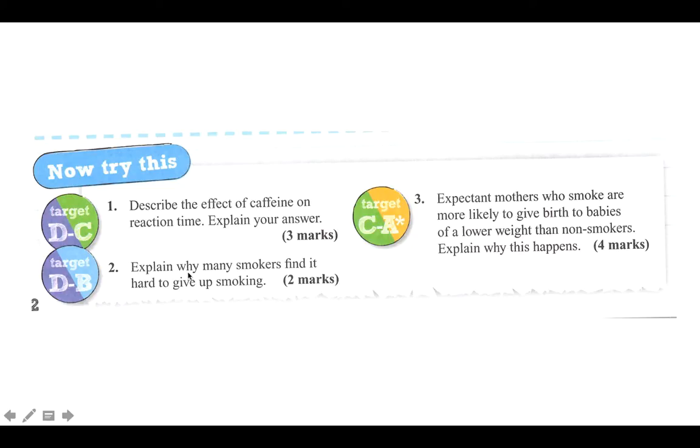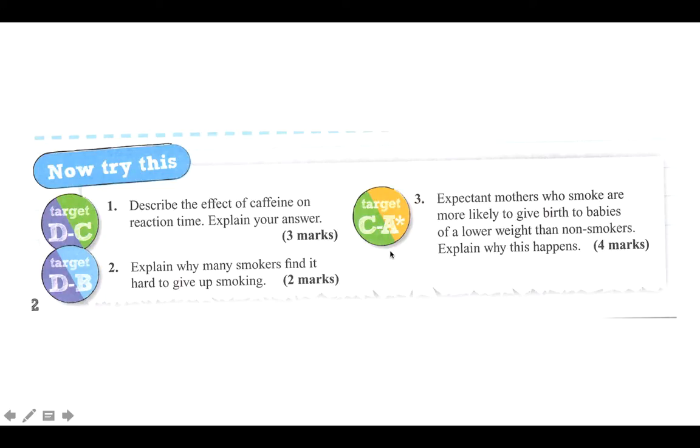Second question, explain why many smokers find it hard to give up smoking, 2 marks. Now, we said in the first part of this video that nicotine is the part of cigarettes that is addictive. So nicotine is highly addictive. Okay, so 1 mark for mentioning nicotine that is in a cigarette. Second mark for saying that it's addictive. Okay, so remember, addiction means that your body will not function properly without it. So people who are addicted to smoking will not get their body to respond properly without having nicotine.